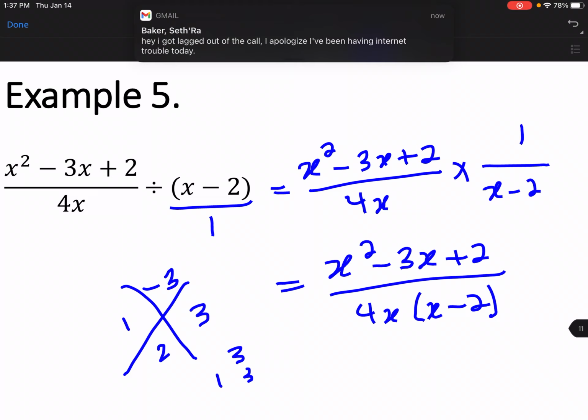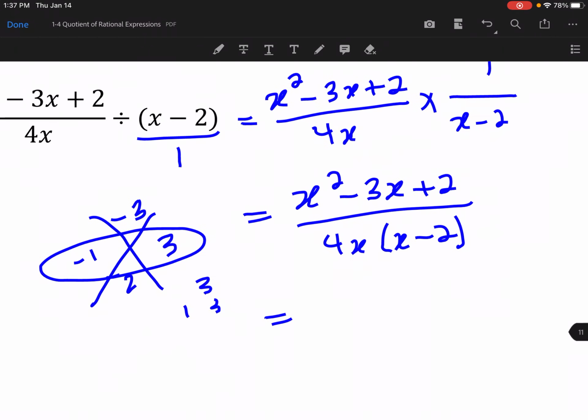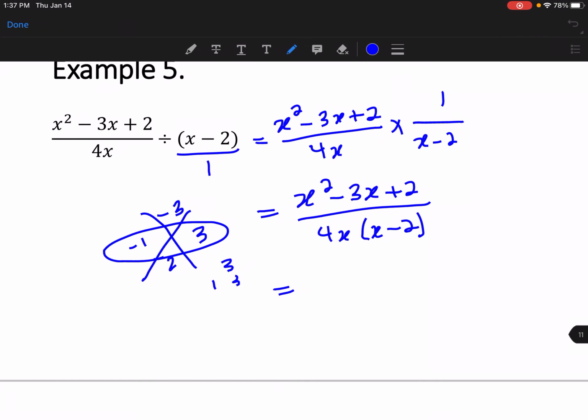Therefore, one of my answers has to be a negative. 3 minus 1 or 1 minus 3. 3 minus 1 will give me a positive 2. Therefore, I'm going to have in my numerator x minus 1 times x minus 3. Oh, I did this wrong.